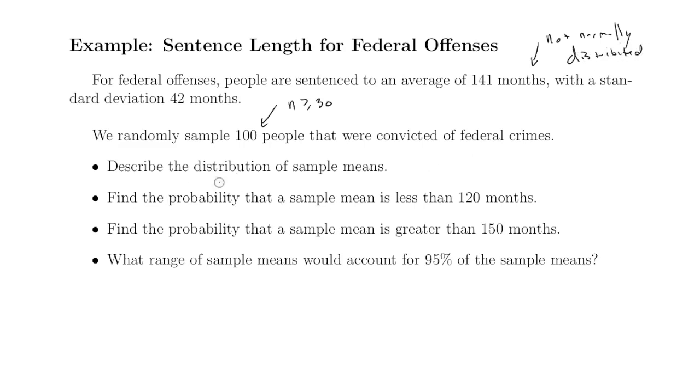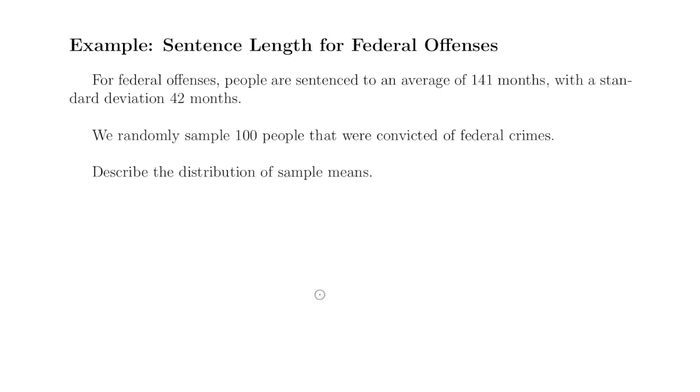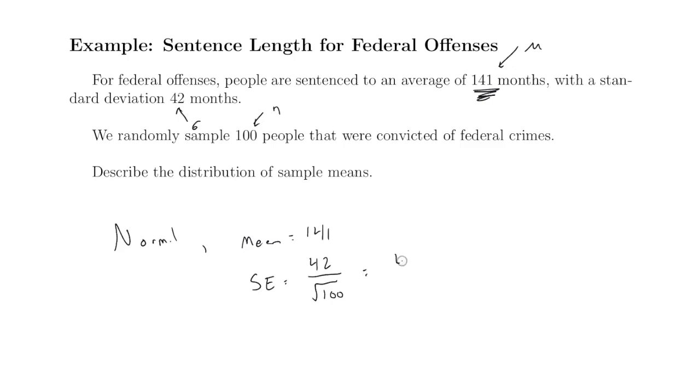What we can do is say the distribution of sample means is going to follow the central limit theorem here. And the distribution of sample means is going to be normal. It's going to have a mean equal to the average, 141 months, and a standard deviation, we'll call it standard error, equal to the standard deviation from our population, 42, over the square root of our sample size, 100. So this is mu, this is sigma, and this is n. So what is this, 42 over 10? Or we can say 4.2.